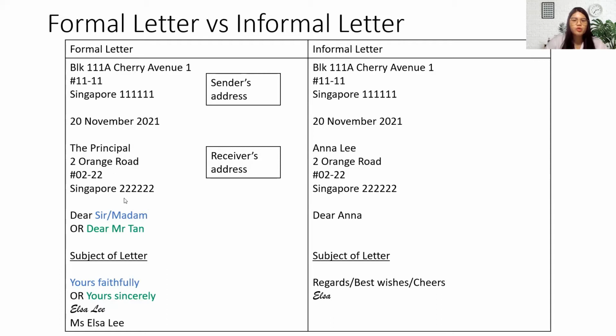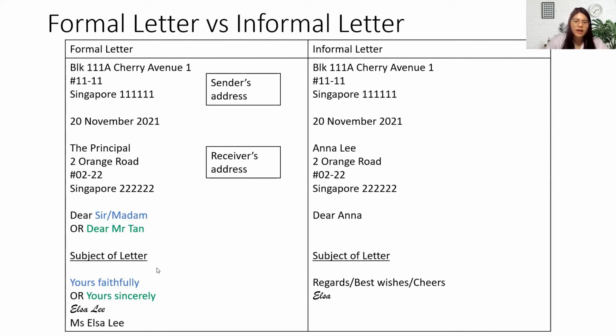Then the difference between a formal and informal letter is, for a formal letter, you may not know who you are writing to. So you will write dear sir or madam if you do not know who the person is. And if you are writing dear sir or madam, which means to a person you do not know, then your ending will be yours faithfully. Whereas if you are writing to a person that you are aware of the person's name, say, dear Mr. Tan, your ending will be yours sincerely. So this is something that you have to take note.